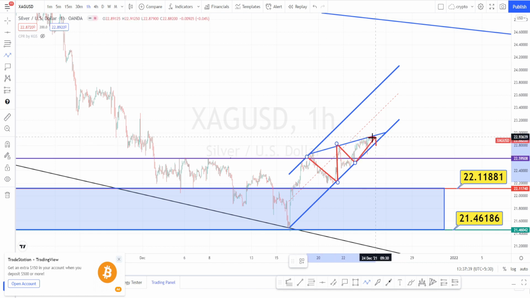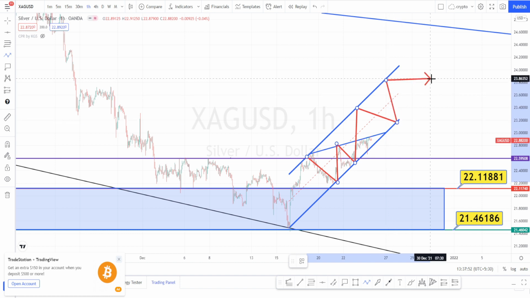So it is finding it difficult to break this resistance level over here. If it breaks this resistance level, we can expect it to trend on the bullish side, again retrace, and again continue trending on the bullish side.